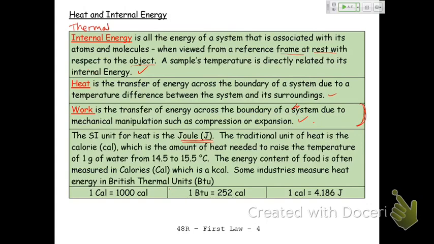The traditional unit for heat is the calorie, the little calorie, which is the amount of heat needed to raise the temperature of 1 gram of water from 14.5 to 15.5 degrees C. That's just so that everybody in the world can do it. It's not because there's something special about 14.5 to 15.5 degrees C. It's just so that we specify it. Let's not make it too close to freezing. Let's just make it nice and in a range.